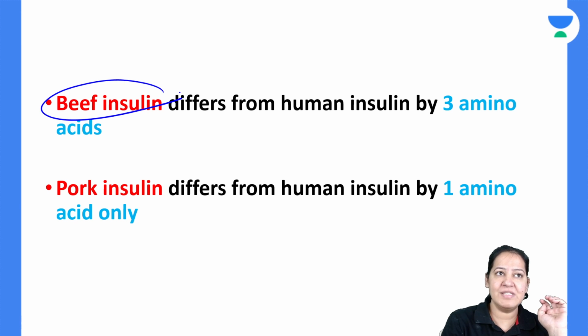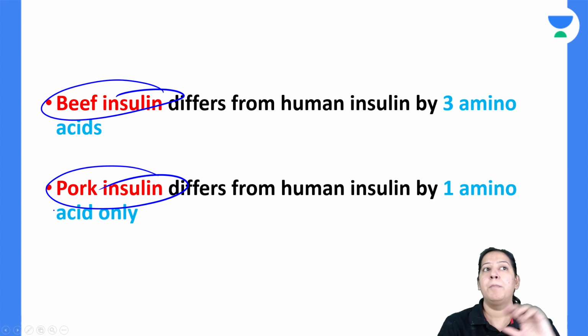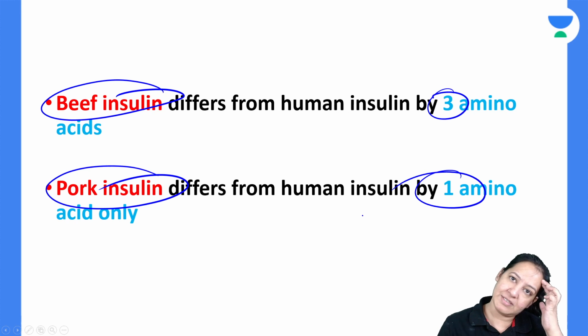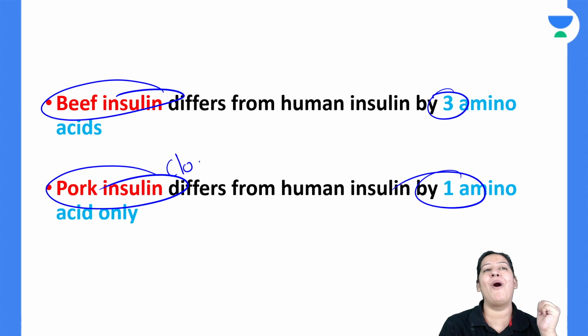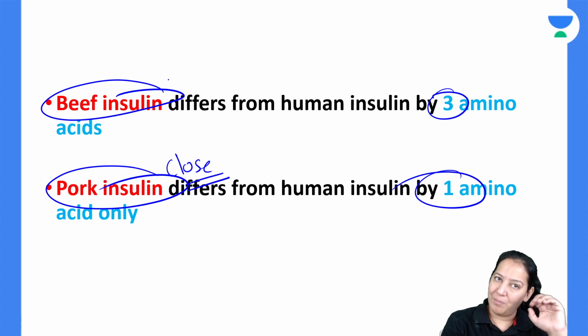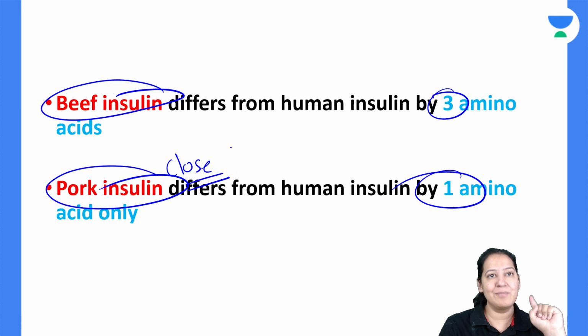So we have beef insulin, we have pork insulin. Beef insulin has three amino acids which are different from human. Pork insulin has one amino acid which is different from human. So which is closer to human? Of course, the pork is closer to human. Beef is more different. So pork is closer to human.